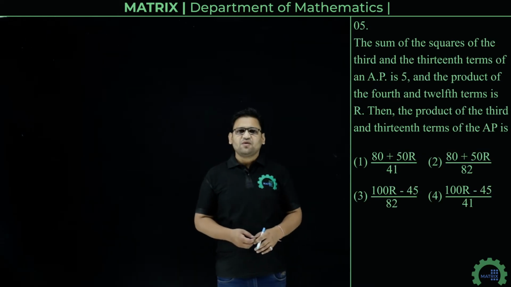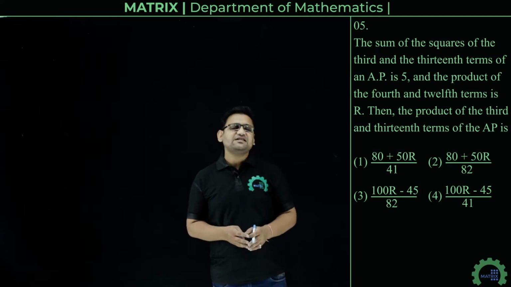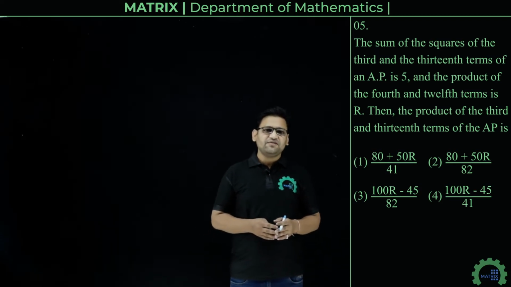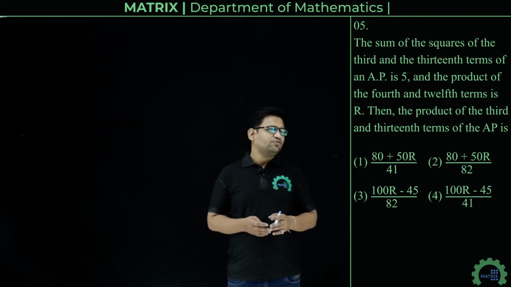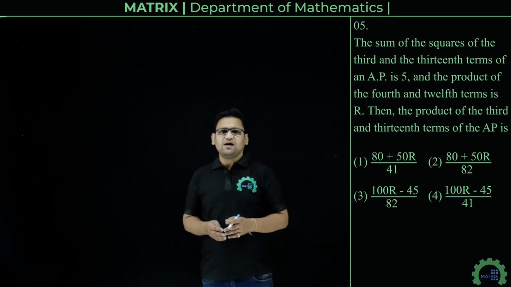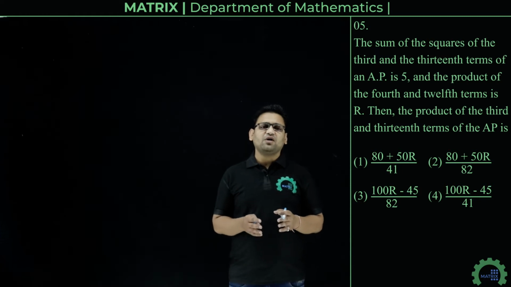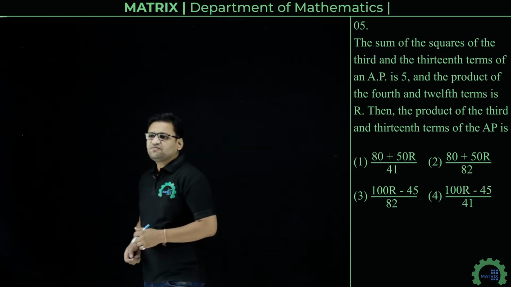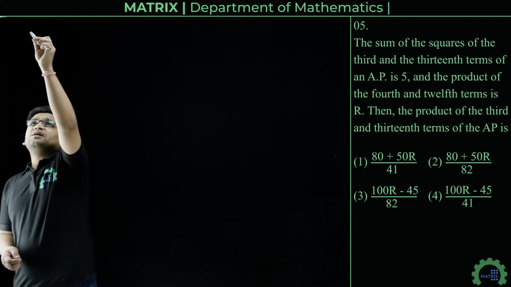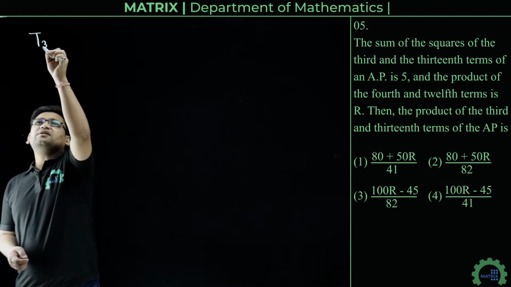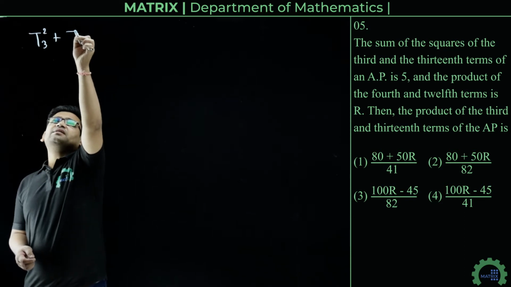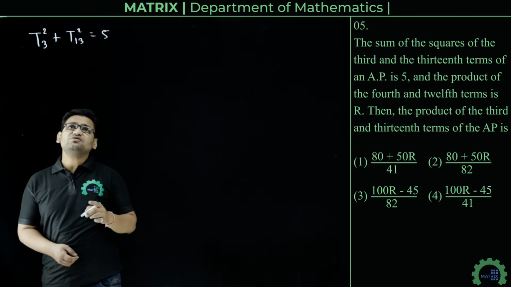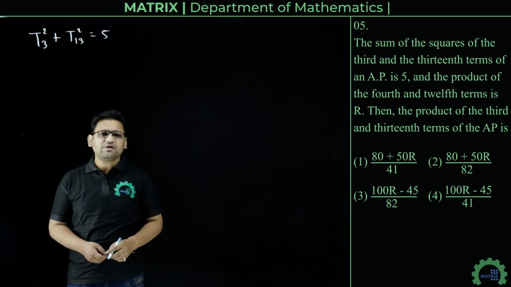Next question is from arithmetic progression, in which it is given that the sum of the squares of 3rd and 13th term is 5 and the product of 4th and the 12th term is r. We need to find the product of 3rd and the 13th term. So first of all, first information is the sum of the squares of 3rd and 13th term is 5. So we can write T3 square plus T13 square will be equals to 5.